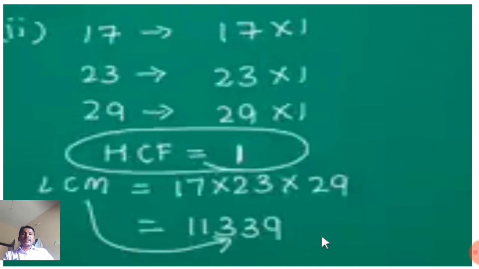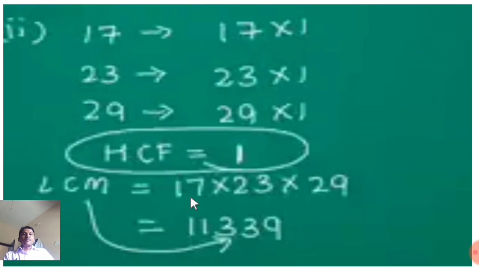Now take the second question, that is 17, 23 and 29. So the prime factorization of 17 is 17 into 1 because 17 itself is a prime number. Next, 23 into 1, 29 into 1, because all these three numbers are prime numbers only. What is the highest common factor of these three numbers? 1 only. See, 1 is the highest common factor of these three numbers.